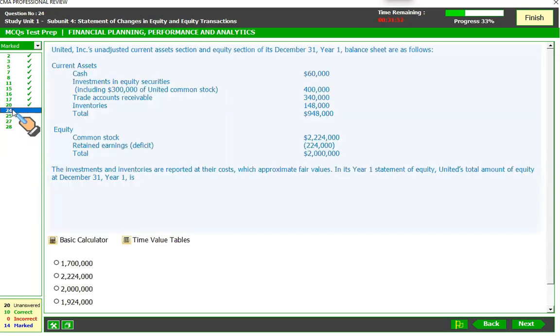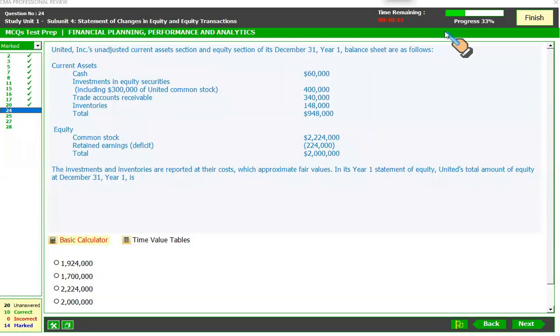Okay, then here we go. Again, whenever you come across a little bigger question, it is always recommended to just read the requirement so you solve the question accordingly, right? So it says the investments and inventories are reported at their cost, which approximates fair value. Inventories and investments are reported at fair value, fine.